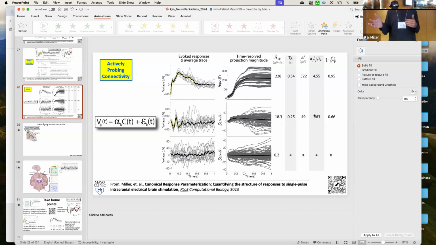Now, if your signal to noise drops a lot, you can do what you always need to do, which is you need more samples, right? And so you can get lower and lower and lower and still apply the parameterization technique if you have a lot of samples.